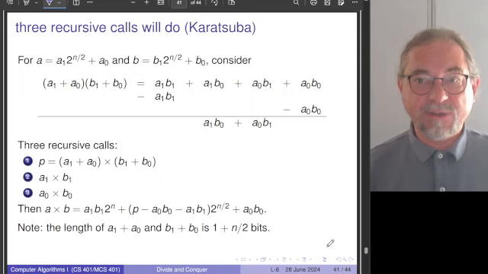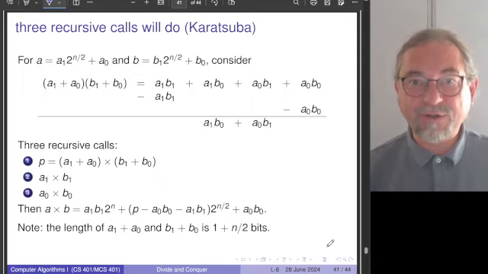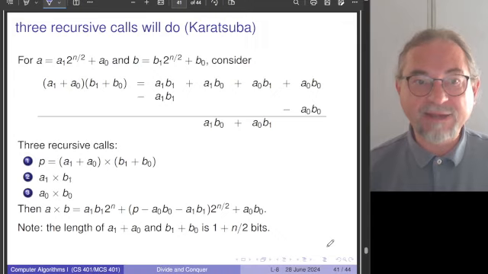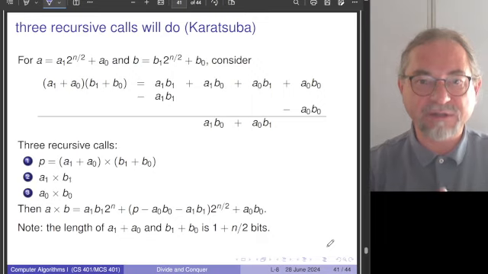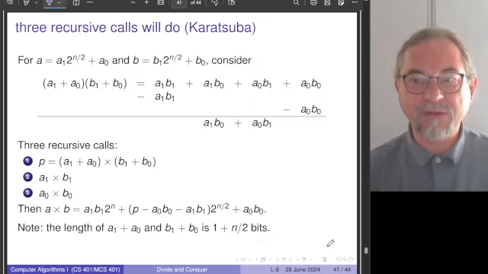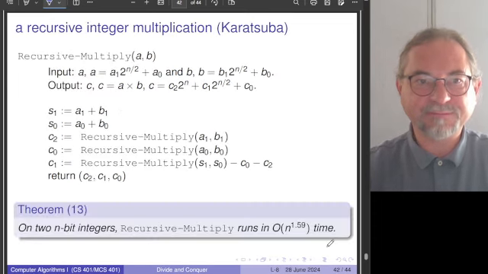Okay, 3 multiplications or 3 recursions will actually give you the same result. So instead of having now 4 multiplications on numbers that are half the size, we now do 3 multiplications on numbers that are half the size.